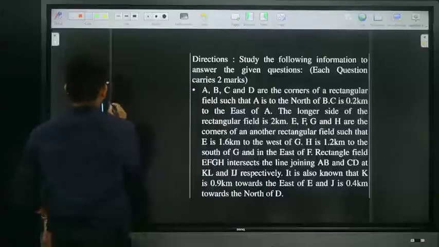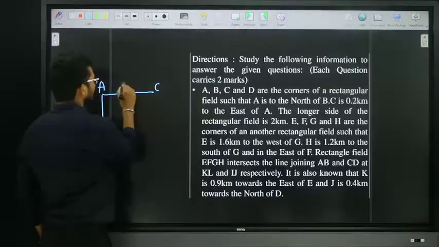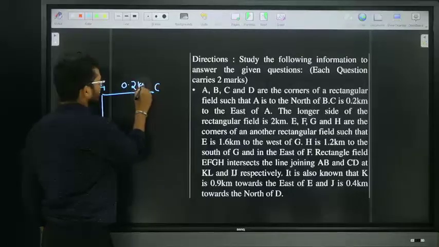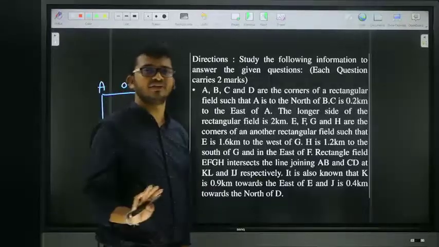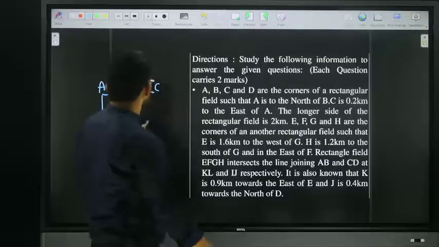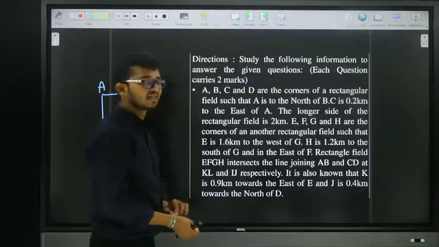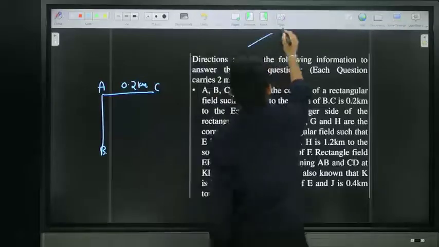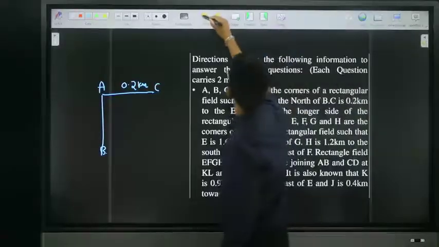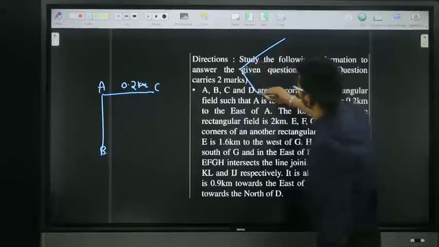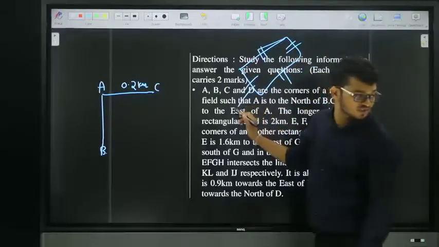Friends, east of A means this one, C. The measurement is 0.2 kilometer to the east of A. So when this one is 0.2 kilometer, then this one is compulsorily 0.2. Why? In a rectangular field, these two sides are the same and these two sides are equal.